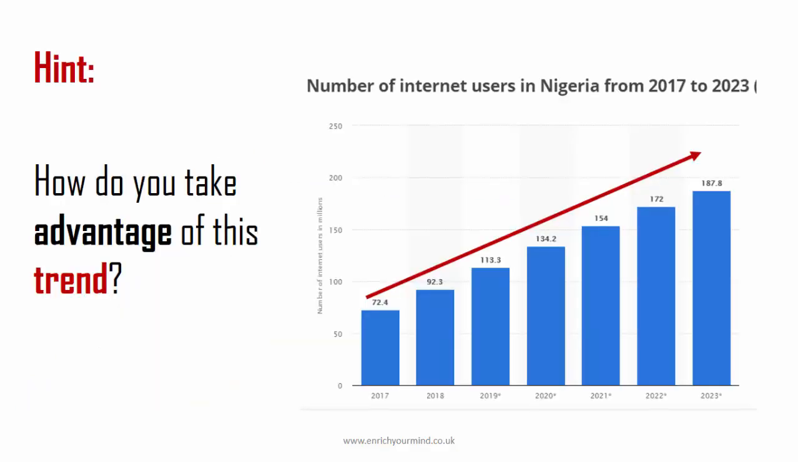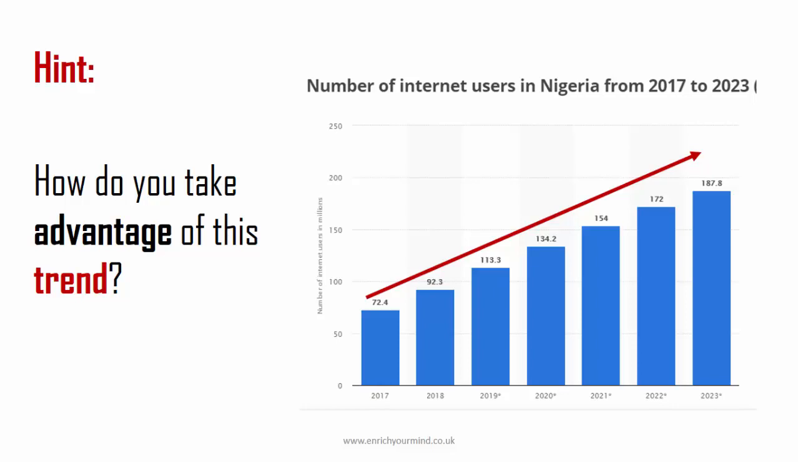So I want to leave you with this. This is the number of internet users. I spoke about where your audience is in the previous slide, and I said you can meet them offline and online. I said there are pros and cons to this, but I want to point out the trend we're seeing here. The number of people in Nigeria on the internet as of 2017 was 72.4 million people, right?